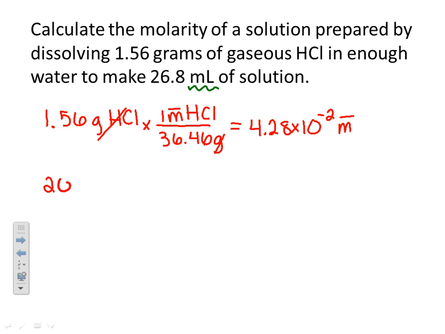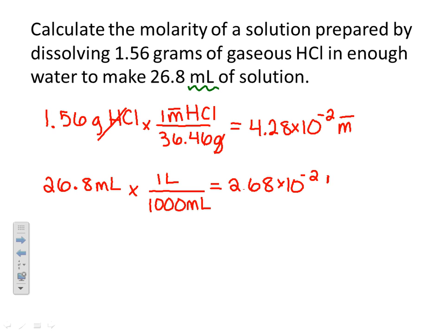Let's convert our 26.8 milliliters into liters. Just a metric refresher here. There are 1,000 milliliters in 1 liter. So we're going to divide 26.8 by 1,000 to get 2.68 times 10 to the minus 2 liters, or 0.0268. That's fine too.